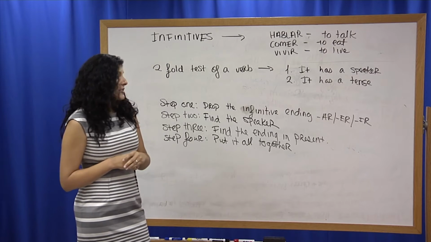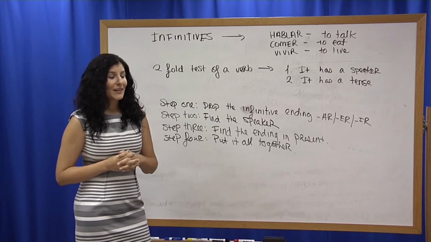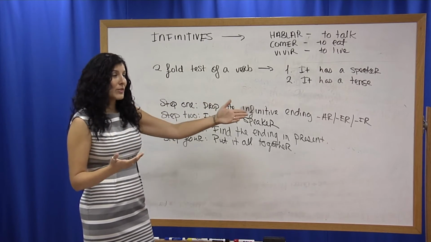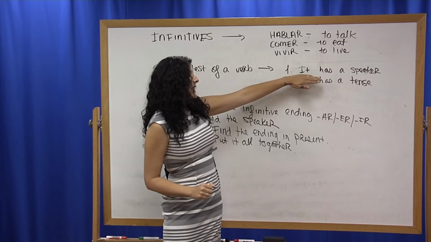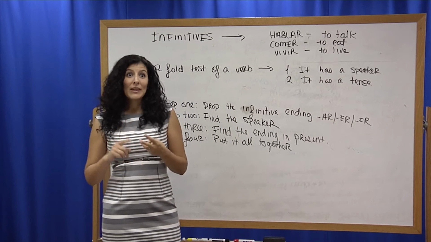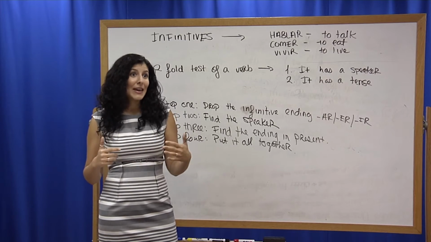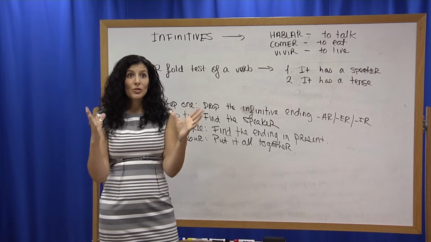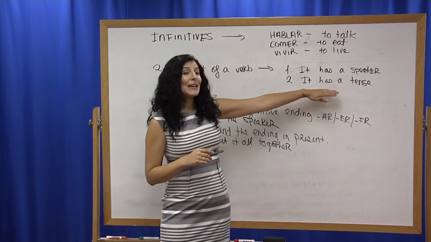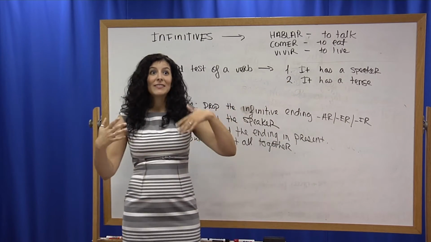In order to conjugate a verb or to know whether a verb is conjugated, there is a twofold test to know whether it's conjugated. First, it has to have a speaker. That is to say, there needs to be an I, a we, a Victor, a he, a she, a they, someone who is doing the action. And there also has to be some kind of tense. That means that I have to either be in the past, the present, or the future.